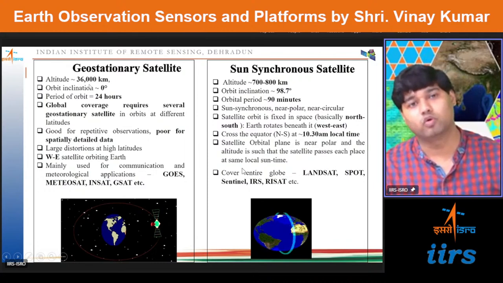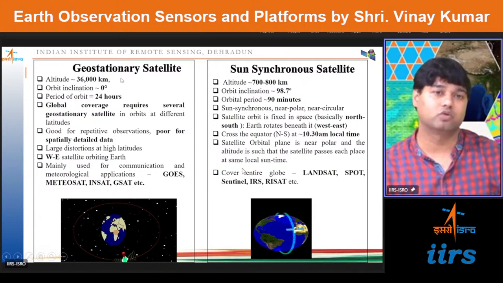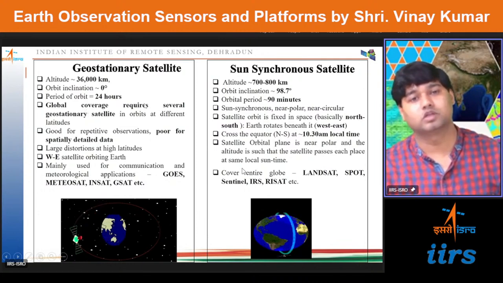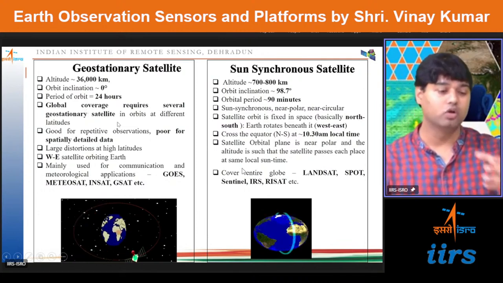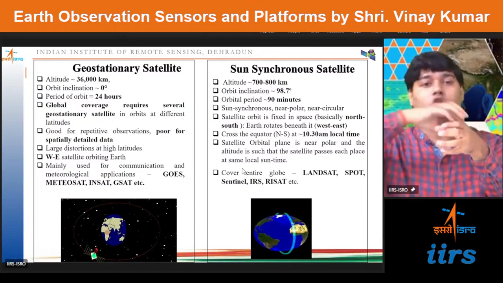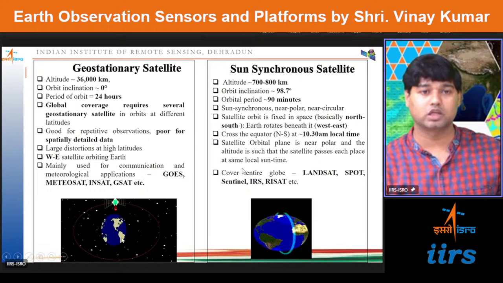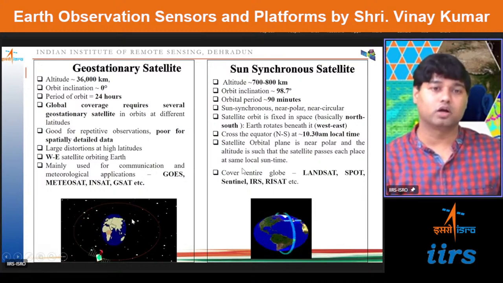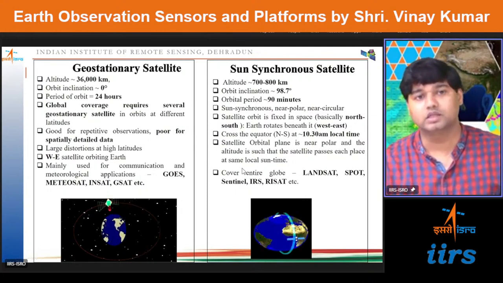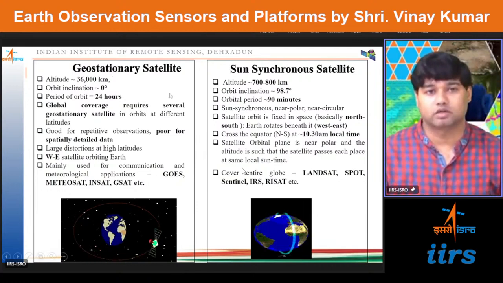So normally the altitude for geostationary satellites is around 36,000 kilometers. Orbit inclination is around 0 degrees. Period of orbit is around 24 hours. And global coverage requires several geostationary satellites. How? Because the geostationary satellite position is fixed, it is going to see a certain portion of your Earth surface. So to cover the other portion of the Earth surface, like you can see in this animation, this is going to see this area. So to cover the other portions of your Earth, we have to launch several other geostationary satellites.